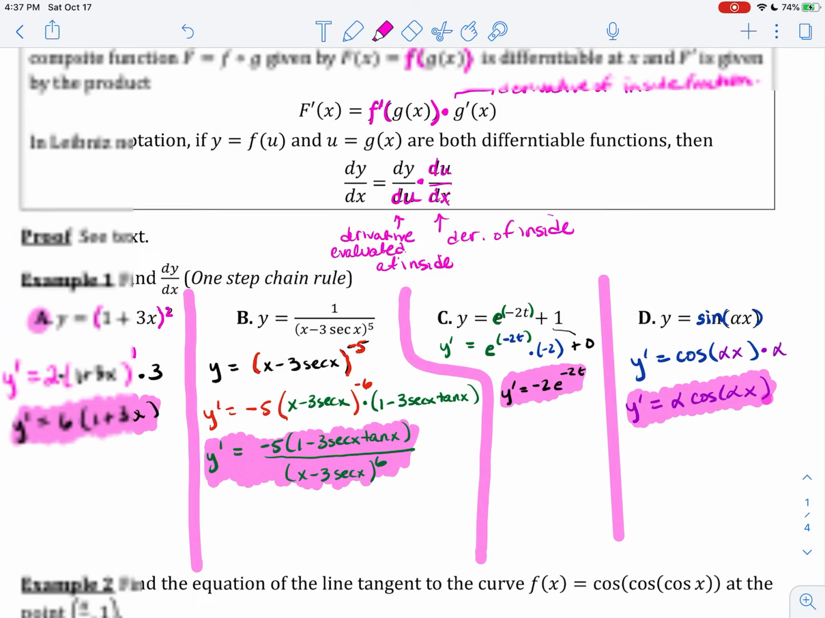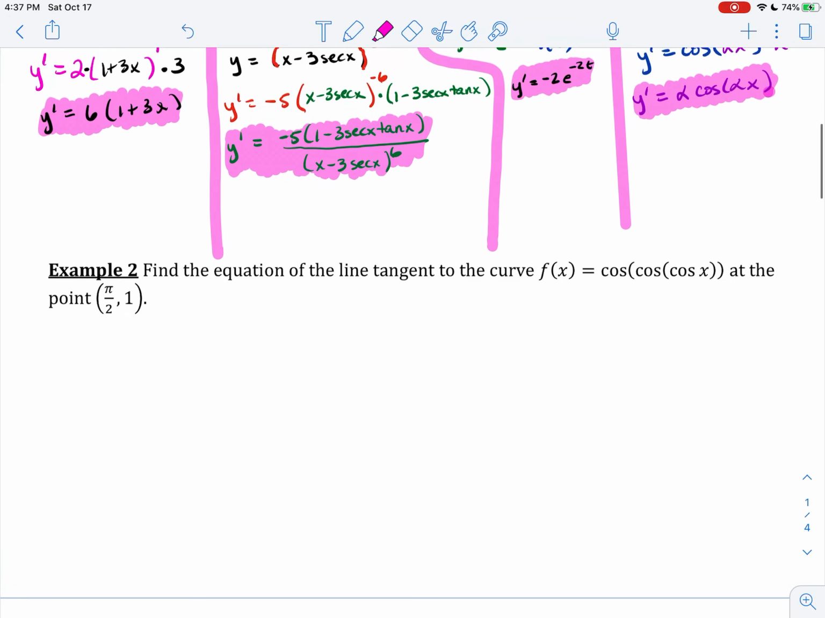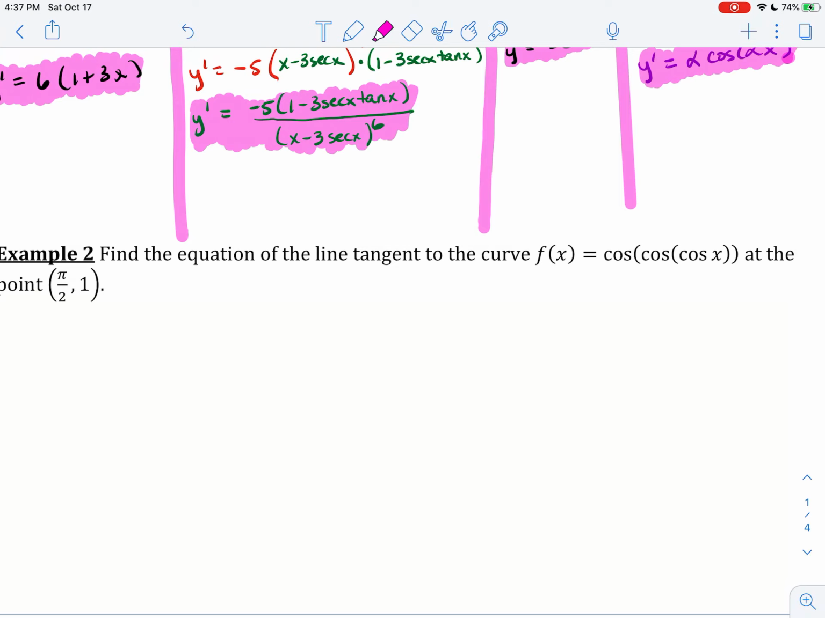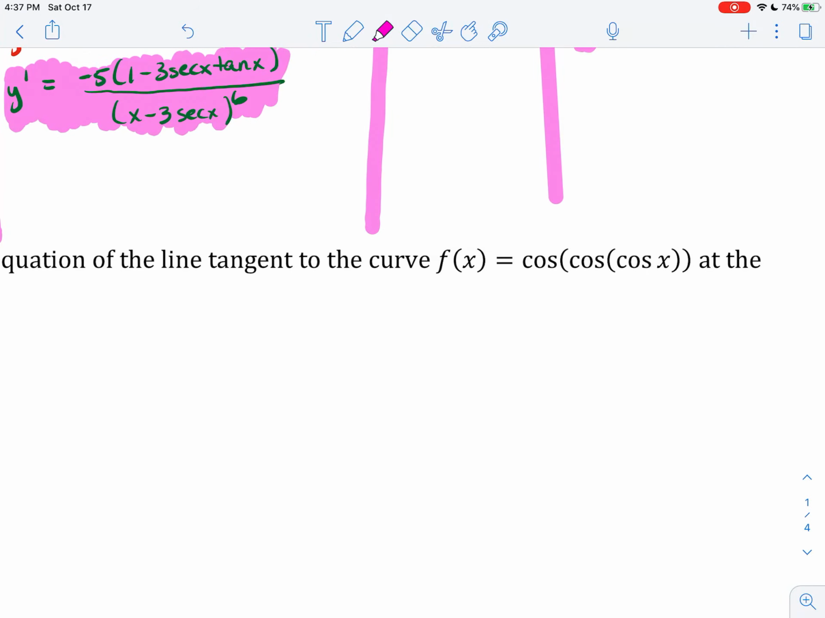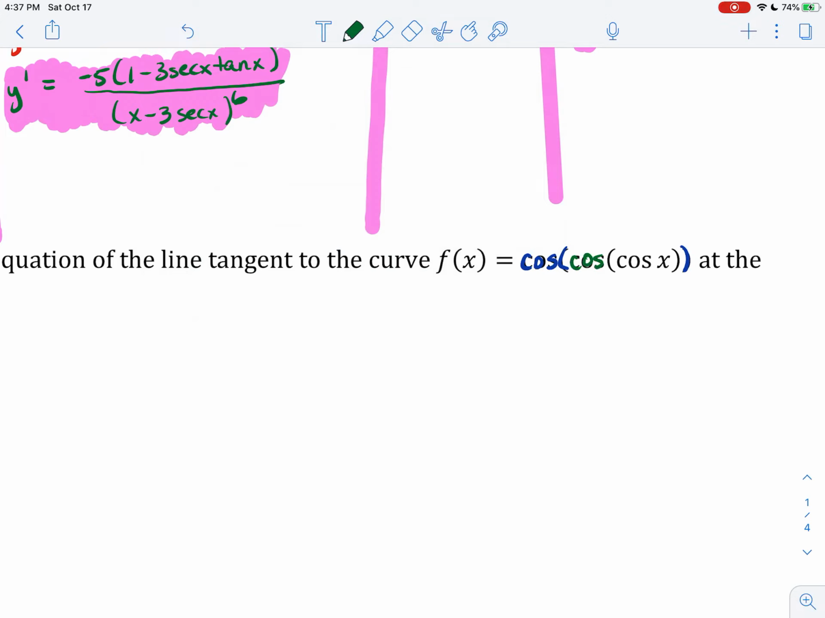So it is important to recognize a composition of functions versus a product of functions, okay? And this one's an interesting one. I see a composition of a composition. And so whenever we have a composition of a composition, we still need to do the chain rule, right? So if I just use different colors here, I know that the ultimate outside function is cosine, and then it's going to have an inside function which is its own composition of cosine, right?